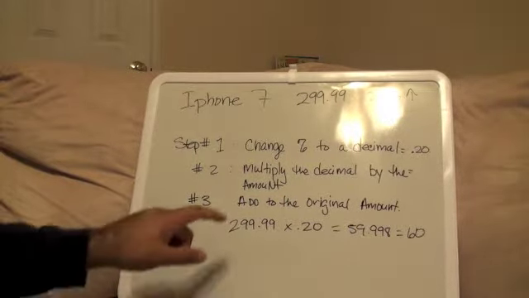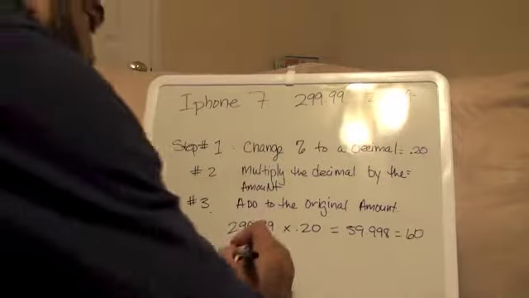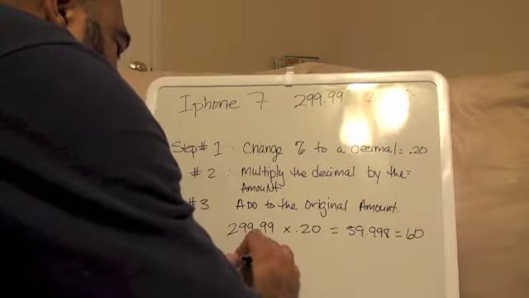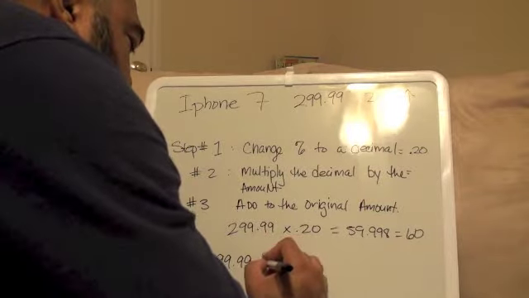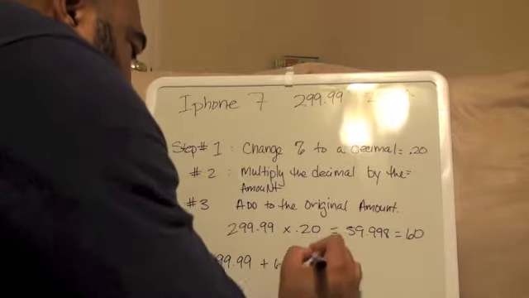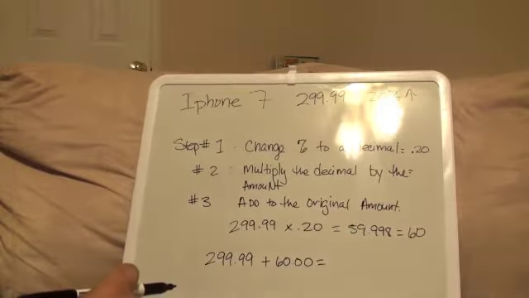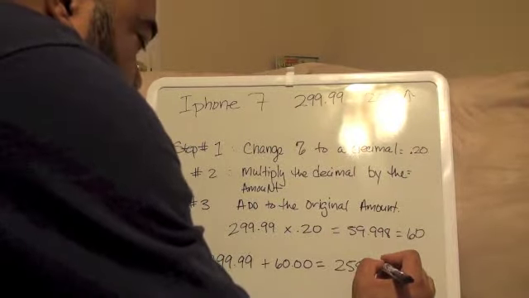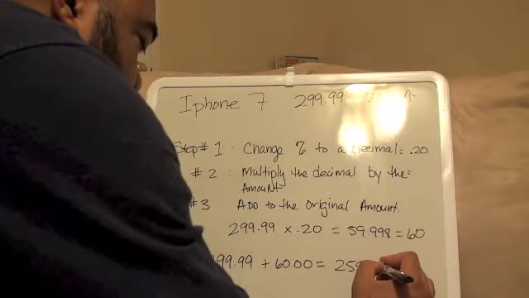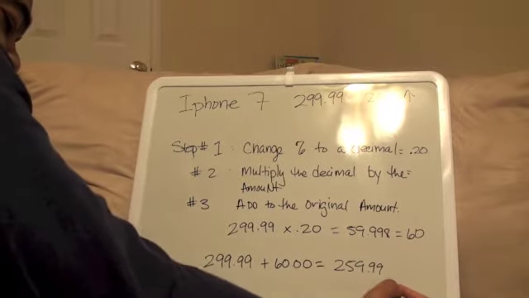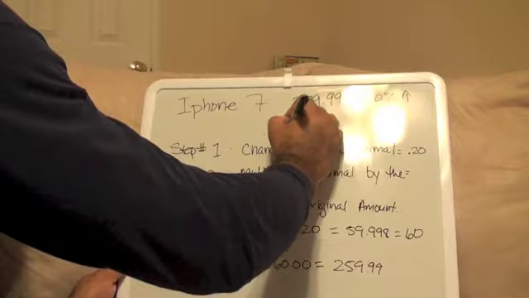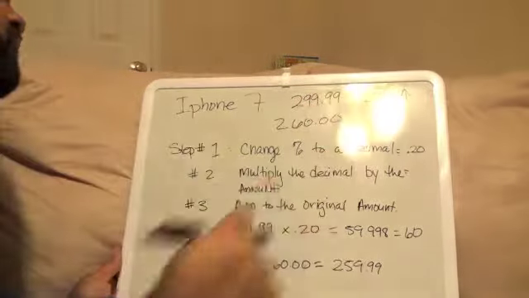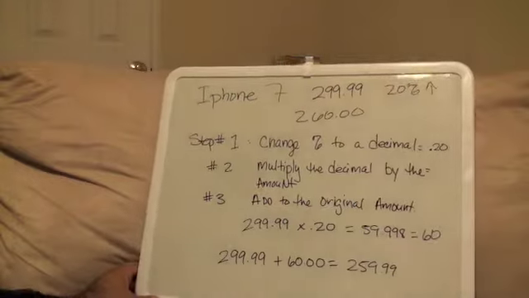The next step, I'm going to add that to my original amount. My original amount was $299.99, so I take 299.99 plus 60, and my answer is going to be 359.99, or $360, for the iPhone 7. And that is how we do markups.